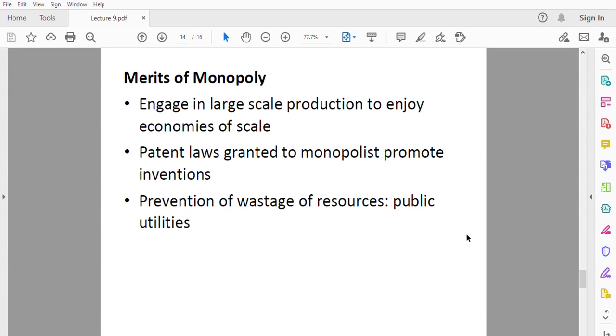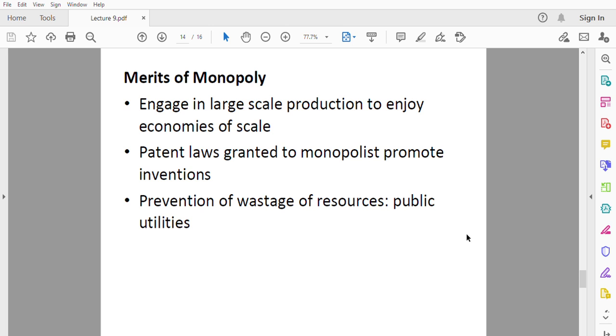Welcome. So the last thing we want to look at is the merit and demerit of monopoly. Merit means advantages. So the first is a monopolist engages in large scale production, and because of that it's able to enjoy cost savings advantages, that is called economies of scale.